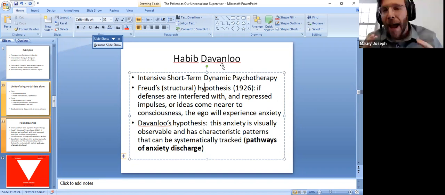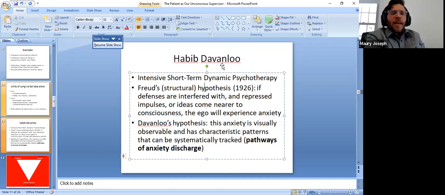Now, Freud talks about observable manifestations of anxiety elsewhere in other papers. But as far as I have found in Inhibitions, Symptoms and Anxiety, he says things like the anxiety will be felt in the ego, right? But that leaves us with the question, well, how will that look? And how will I know if my patient is experiencing anxiety in the session?